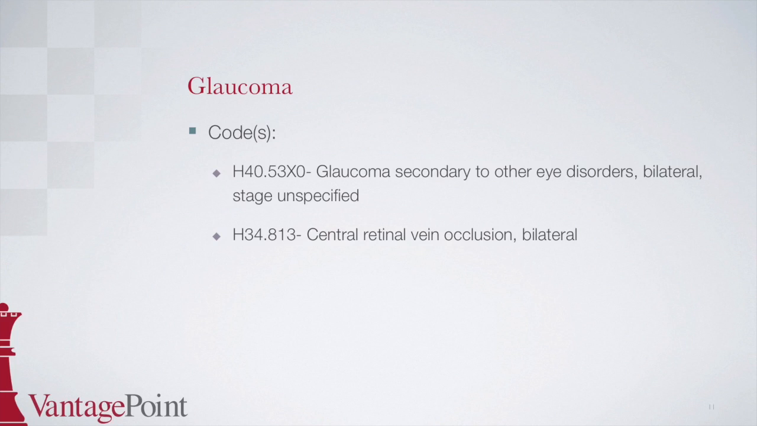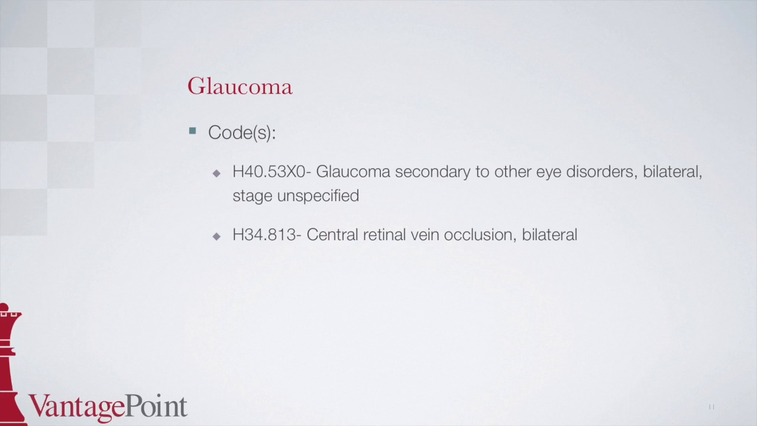We know that we need another code as the instructional note in subcategory H40.5 states code also underlying eye disorder. Therefore, the second code is H34.813, central retinal vein occlusion bilateral.